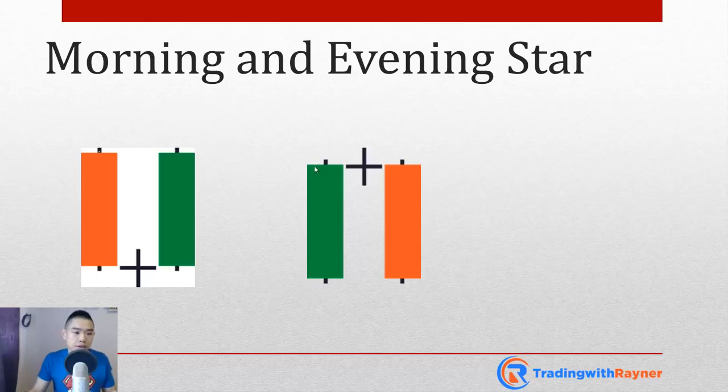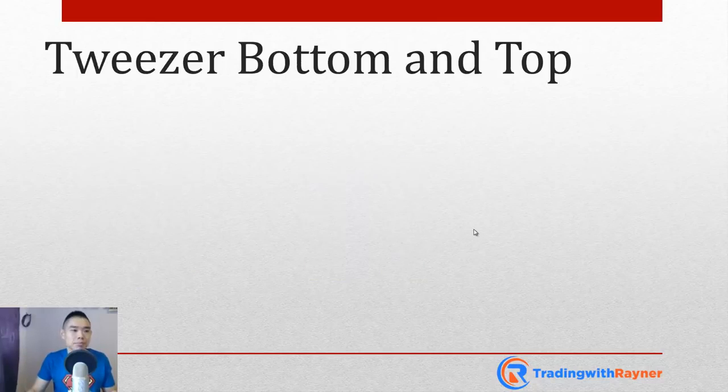First candle, buyers are in control, closing near the highs. Second candle, indecision, right? Can't decide whether to go up or go down. So that's why they close at the same level where they open. On this candle over here, the open and close is at the same level. And third candle, bears come in and push price lower, closing near the lows. So this is what we call an evening star, a bearish reversal pattern.